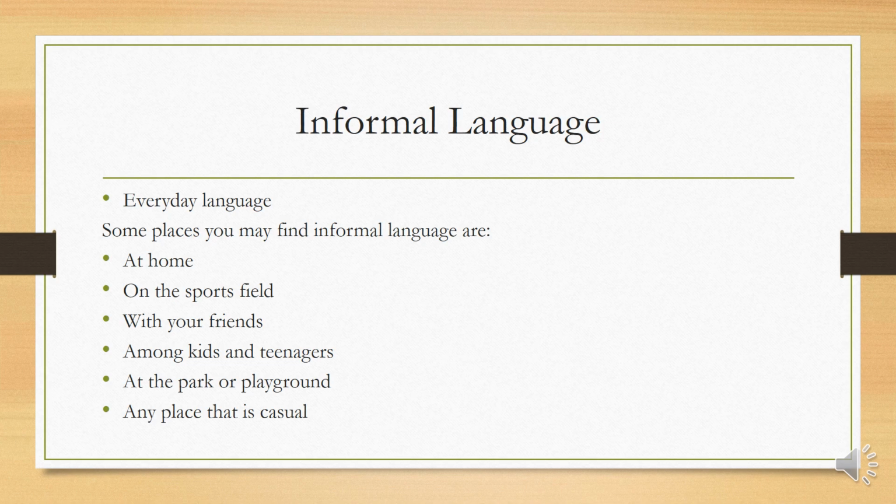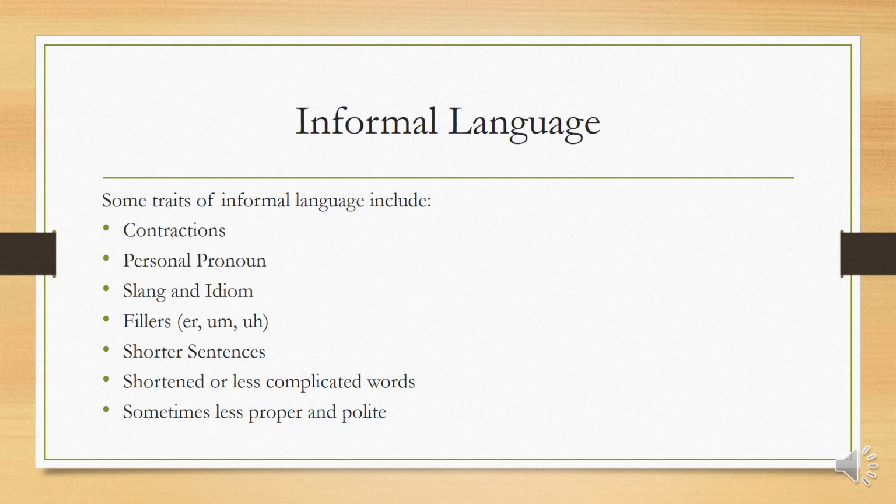Informal language is a language that you use every day, and there are some places you may find informal language. For example, at home, on the sports field, with your friends, among kids and teenagers, at the park or playground, or any place that is casual. Some traits of informal language include contractions, personal pronouns, slang and idioms, fillers such as um, shorter sentences, shortened or less complicated words, and sometimes less proper and polite.